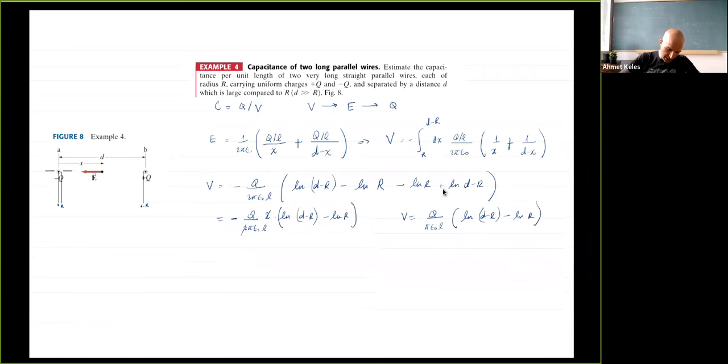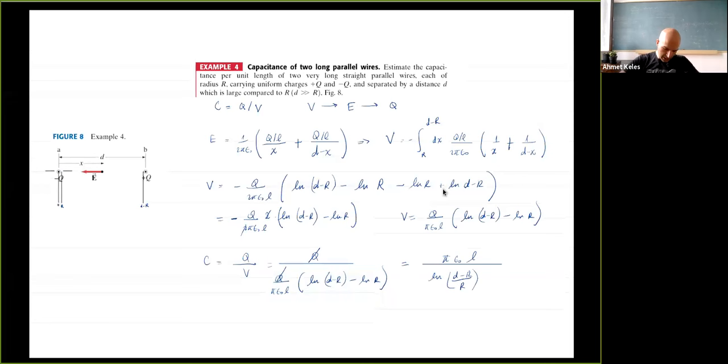Now I put this into C equals Q over V. Copy, paste, and if you do this, these terms cancel. It is equal to pi epsilon naught L divided by ln of D minus R divided by R.